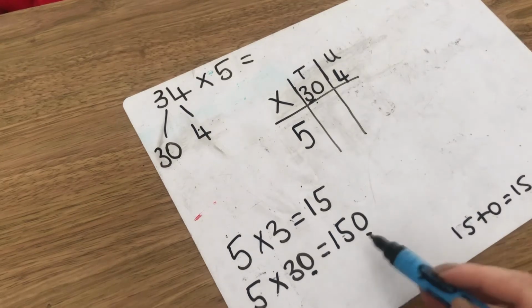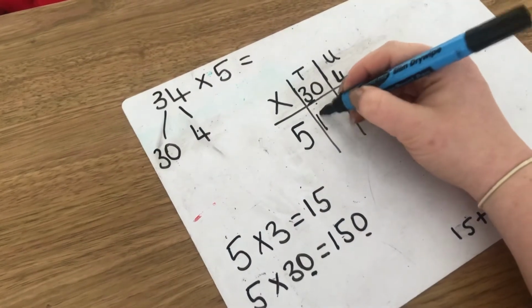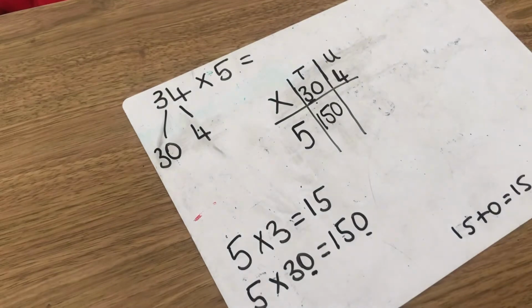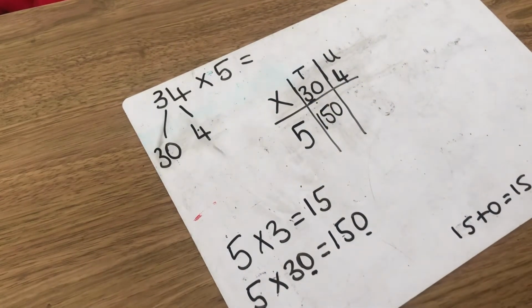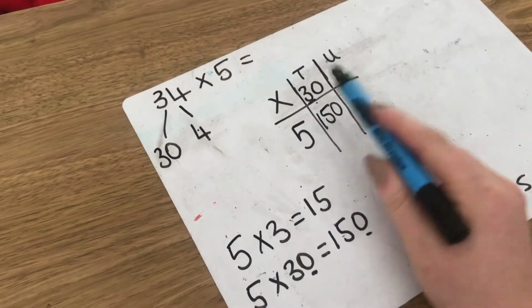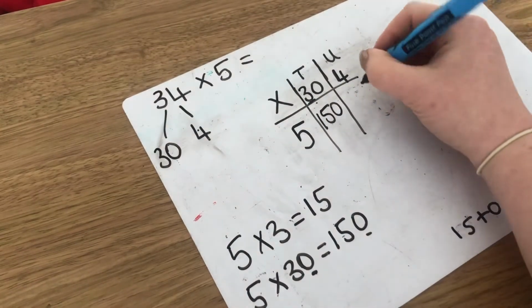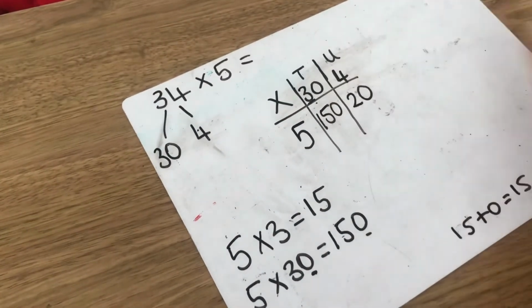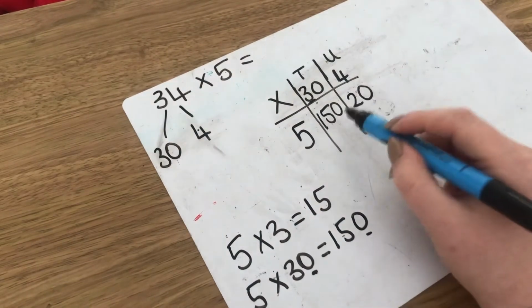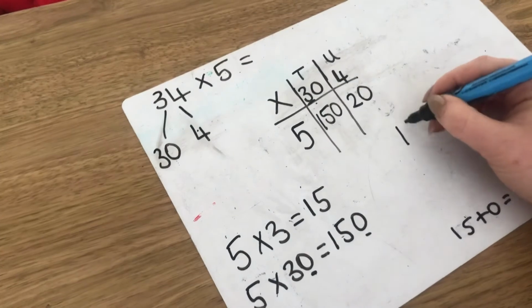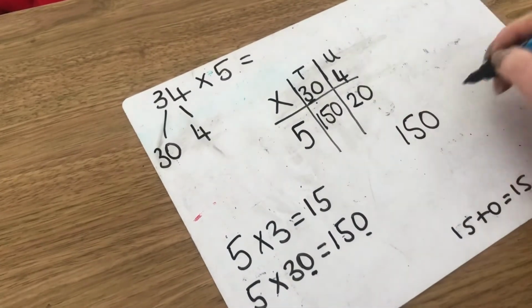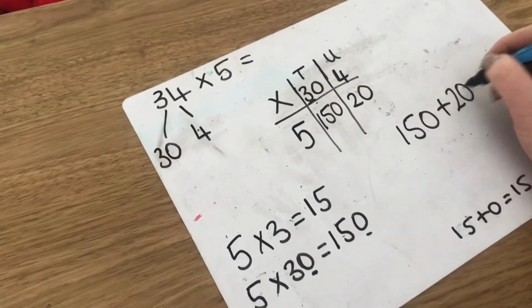Okay, so once I've got my answer, I can put my 150 in my grid, and now I just have to times my units, my ones together. So I've got 5 times 4. Okay, we know that is 20. All right, so now what we're going to do, we need to find the total. Okay, so we are going to add 150 to 20.